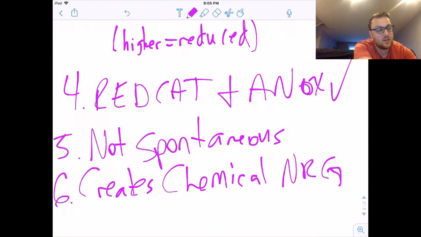I think that really covers a lot of the big parts of redox.